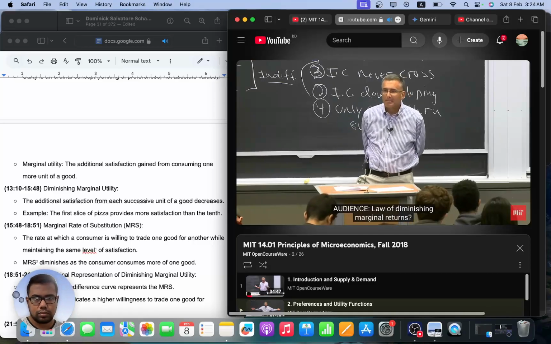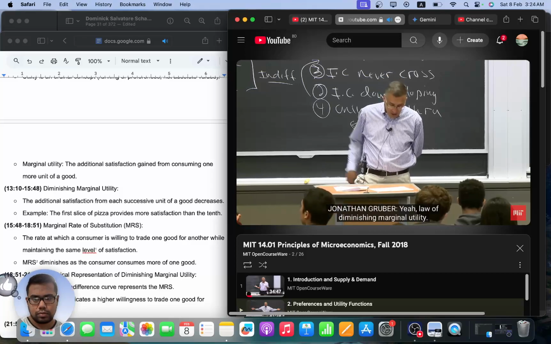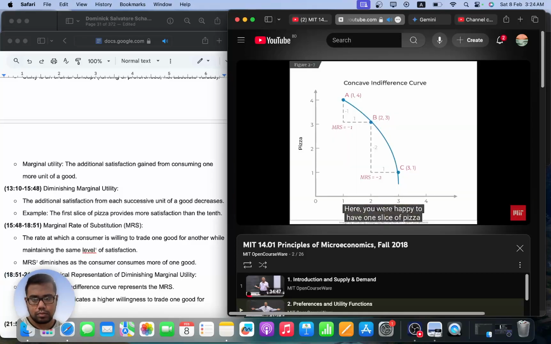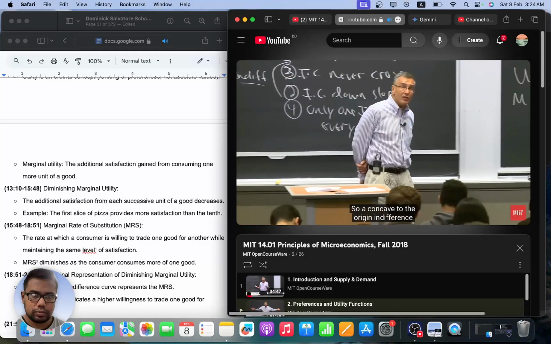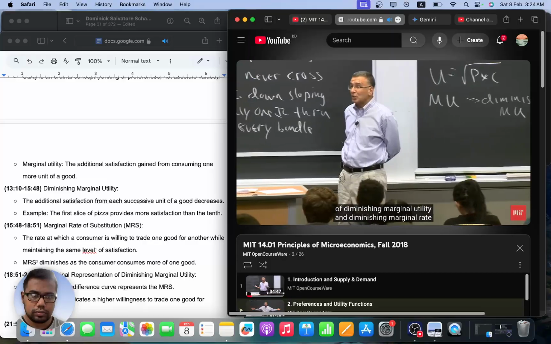Yeah, law of diminishing marginal utility. Here, you were happy to give up 1 slice of pizza to get 1 cookie. Now you give up 2 slices of pizza to get 1 cookie, even though you have less pizza and more cookies. That can't be right. As you have less pizza and more cookies, pizza should become more valuable, not less valuable. And cookies should become less valuable, not more valuable. So a concave to the origin indifference curve would violate the principle of diminishing marginal utility, diminishing marginal rate of substitution.